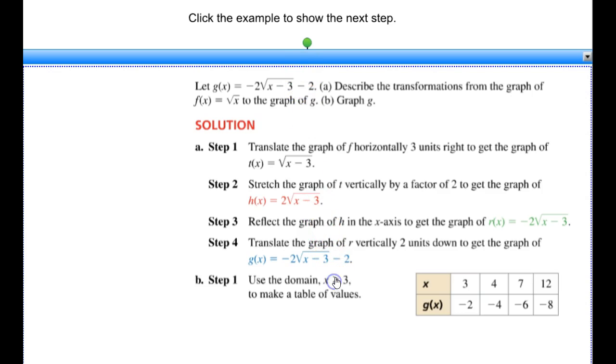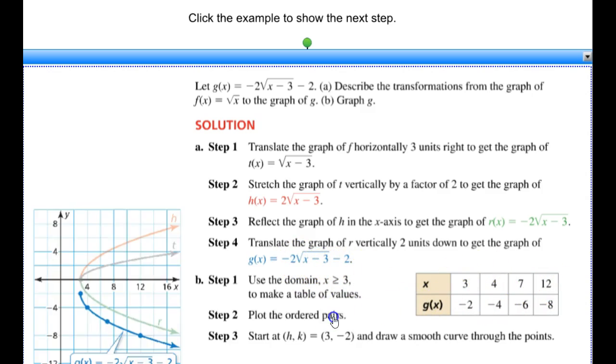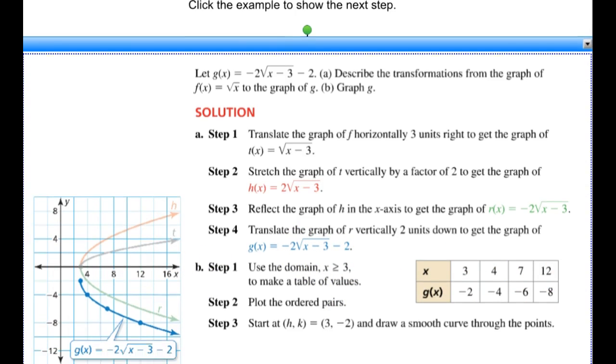Okay, so now I can find my domain by taking what's underneath the radical sign, my radicand. x minus 3 is greater than or equal to 0, and solving for x, I know x is greater than or equal to 3. So now I pick some x values that are greater than that, plug them in, and solve for my y's. And now that I have those points, I can go ahead and plot them.